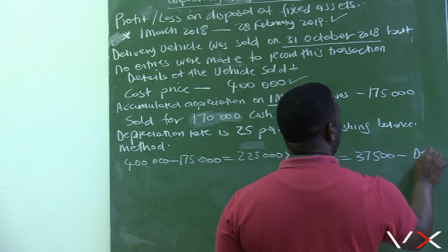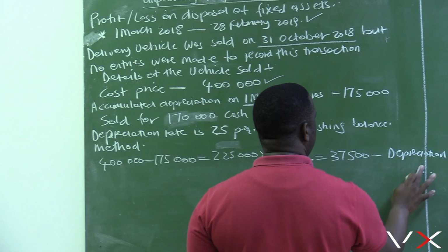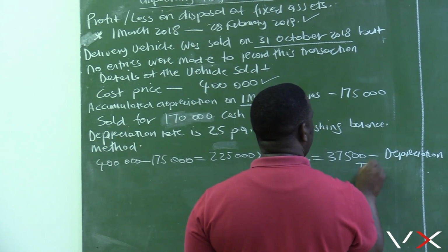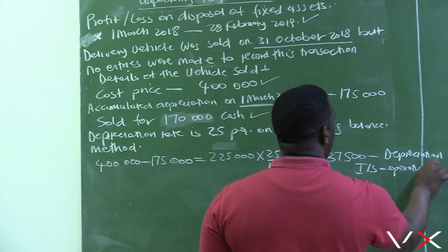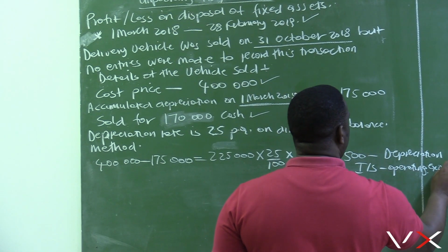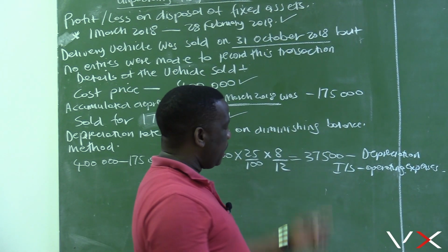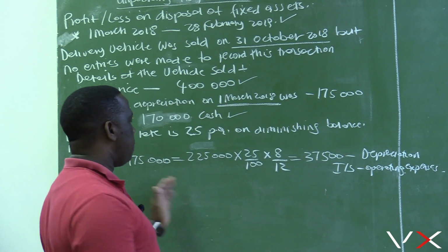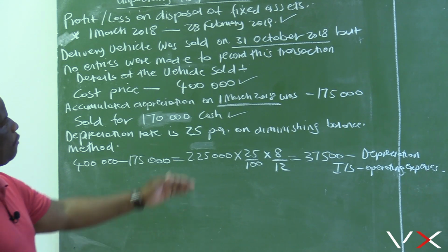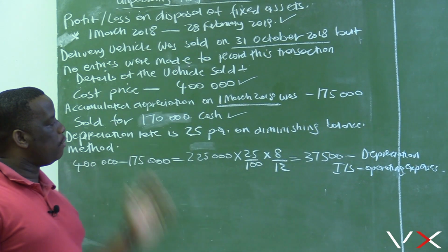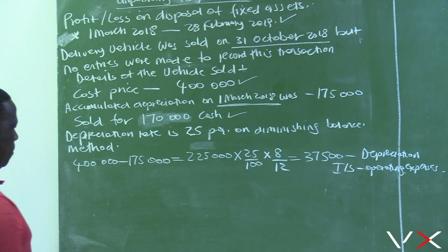So this 37,500 is the current depreciation, and this current depreciation will go to the income statement under operating expenses. It will be recorded as depreciation because it's for the current year. This 37,500, the 8 months for which we have used the vehicle, falls within our current accounting period. So therefore it will be recorded under operating expenses as depreciation.